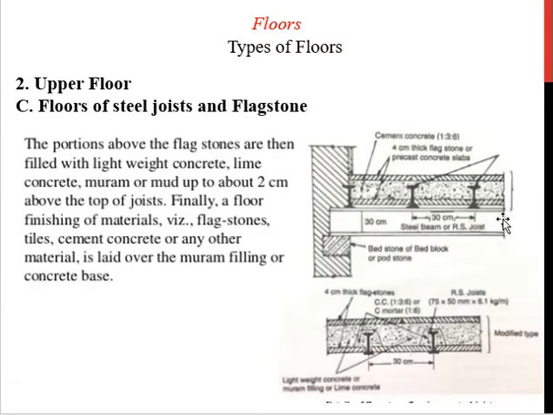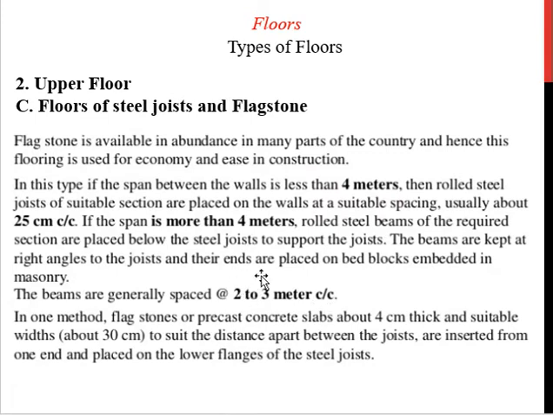These are the beams that have been placed longitudinally to each other, and they will be at a distance of 2 to 3 meters center to center. If the span is more than 4 meters, then rolled steel beams, the rolled steel sections that we have discussed in our previous slide, come into play. If you go to the PPT of steel, you will find this rolled steel section. So these rolled steel beams of the required section are placed below the steel joist to support this joist.